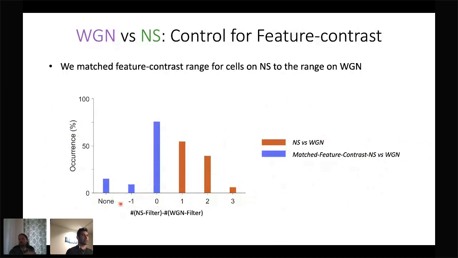So this suggests that the higher range of feature contrast for V1 cells on natural scenes is actually responsible for finding more receptive filters for these cells on these images. And also, when presented with natural scene images, V1 cells operate at a different regime than when presented with white Gaussian noise, and different dynamics of neural processing might be in place.